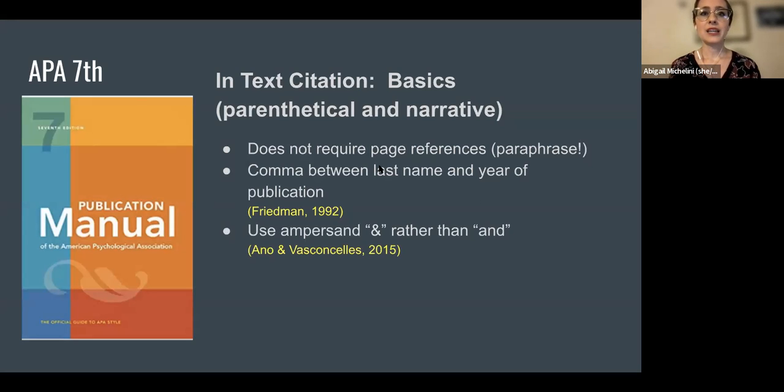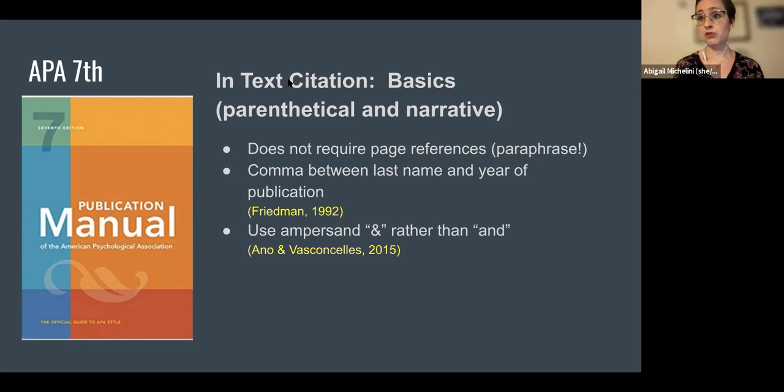Okay, so in-text citations, basics for APA. Paraphrasing does not require page references. All right. There is a comma between the last name and year of publication. So most of them look like this, right? Friedman, 1992. And if you have more than one author, you're going to use an ampersand. And we're kind of going to go through today and look at these different citation styles like this quickly.